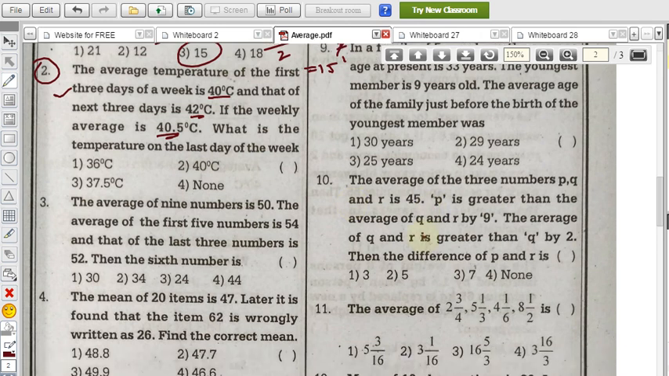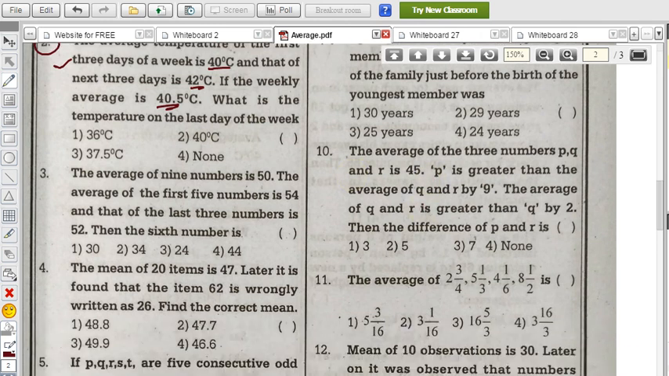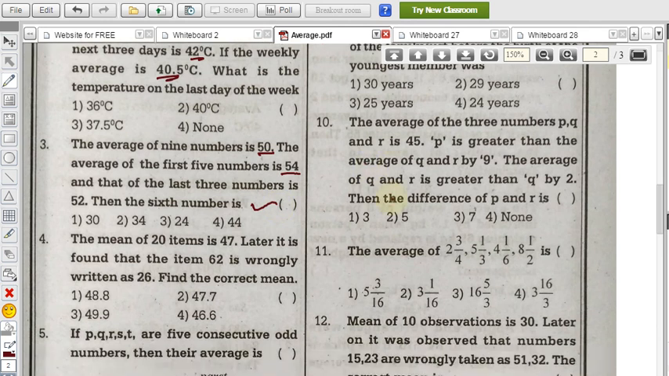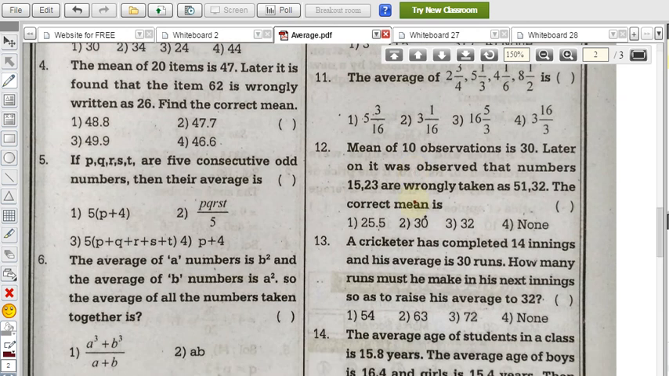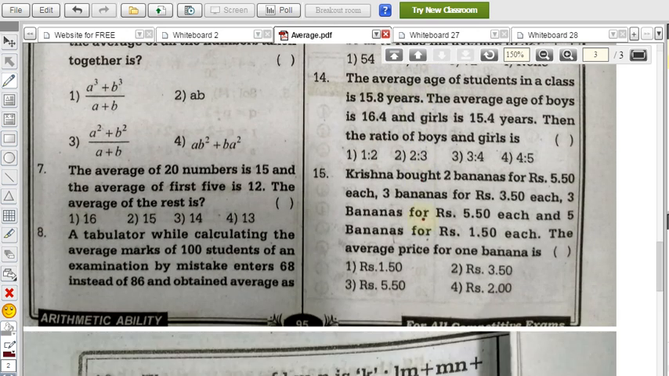The next one, a similar question, is given here. The average of 9 numbers is 50. The average of the first 5 is 54, and the last 3 numbers is 52. Then find out the 6th number. So if you make the steps, you will get it clearly. Okay, just you can refer to the important points once again and you can solve these papers.